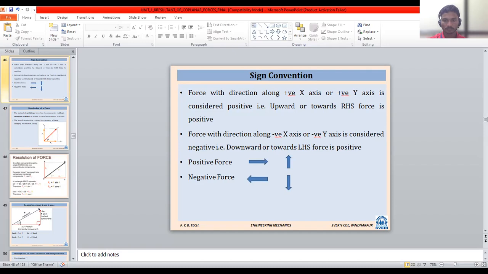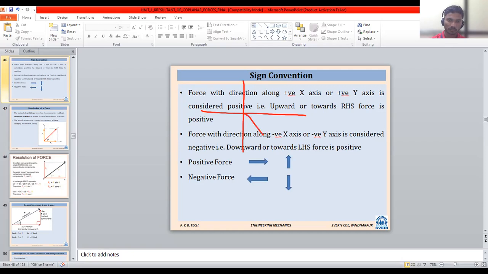Minus, plus, minus, plus, minus. Which component will be minus? The x component will be minus. Okay, in this way, suppose it is something like this.